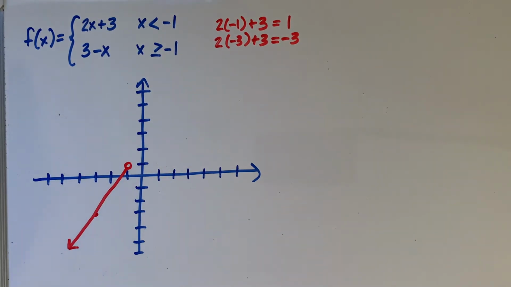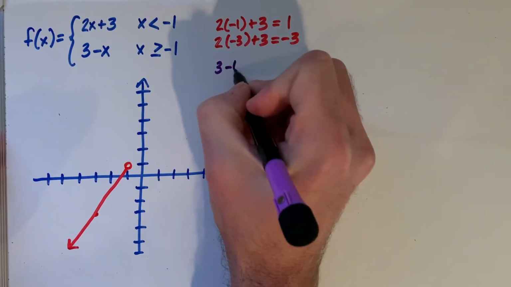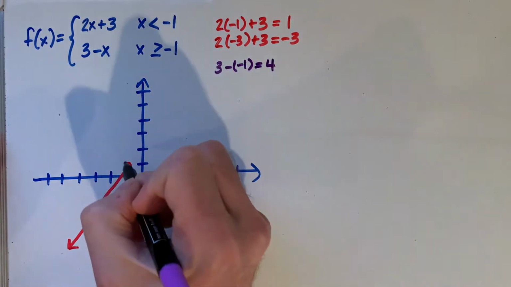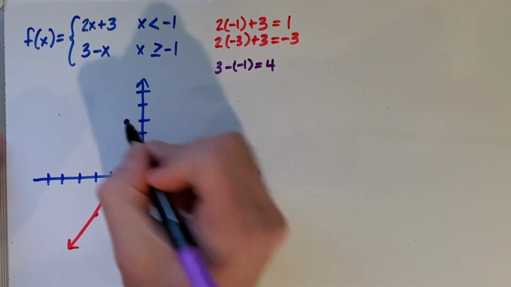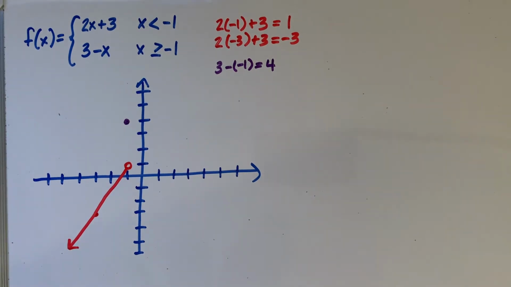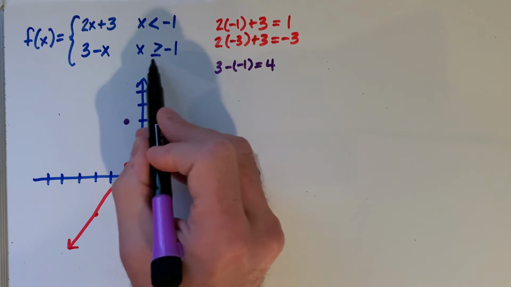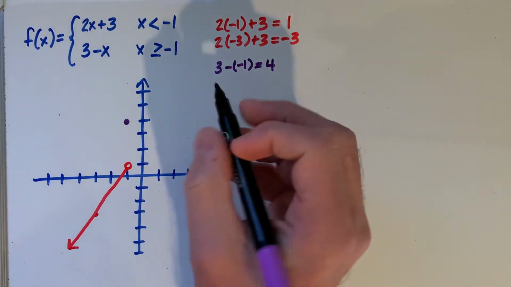For x greater than -1, now we're using the second expression. Again, I'm going to look at what's happening at -1. At -1, we would be at 3 plus 1, we'd be at 4. So 1, 2, 3, 4. This time we've got a closed circle because we do want to define this piece of the graph at -1, with the equal sign underneath there.